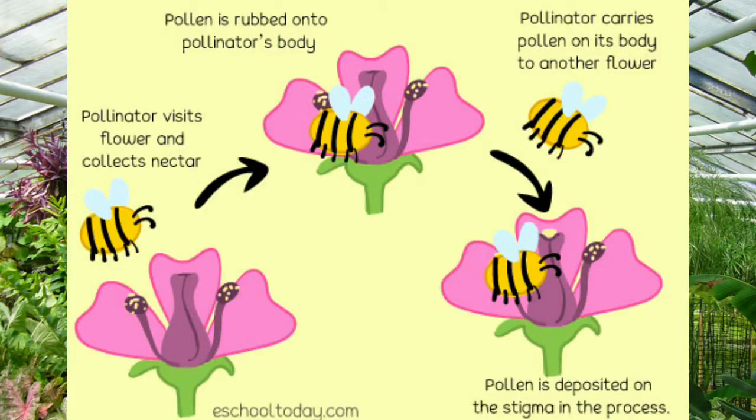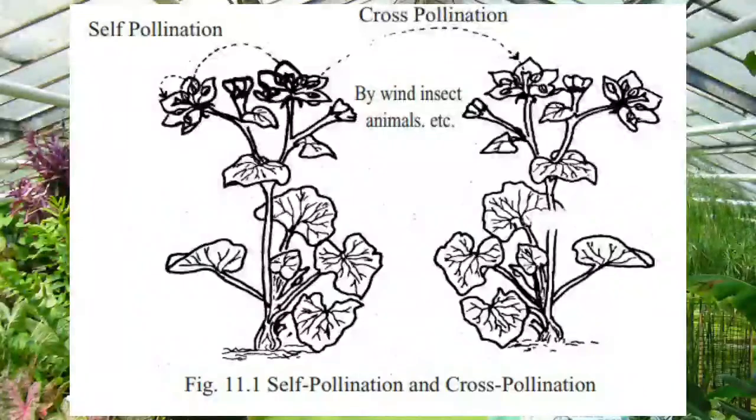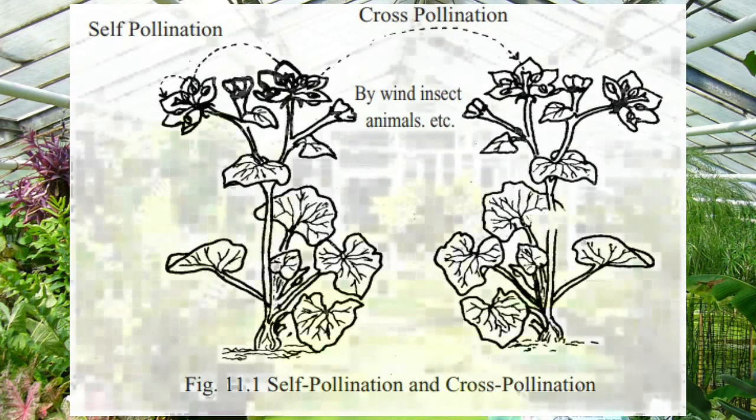This is called pollination. So what is pollination? The transfer of pollen from the anther to the stigma of a flower is called pollination. This is of two types. If the pollen lands on the stigma of the same flower, it is called self-pollination. When the pollen of a flower lands on the stigma of another flower of the same plant or that of a different plant of the same kind, it is called cross-pollination.